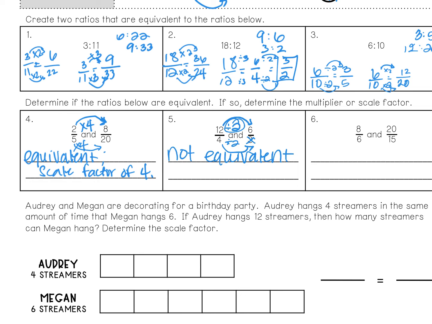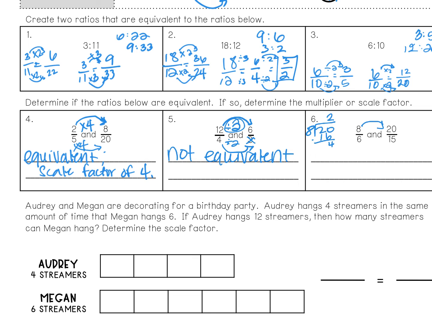And now I want to know if 8 to 6 and 20 to 15 are equivalent ratios. So to get from 8 to 20, I know that I can multiply. Well, I want to see what can I multiply by 8 to get to 20. So in order to figure that out, I'm going to divide 20 by 8. 8 goes into 20 2 times. 2 times 8 is 16. 20 minus 16 is 4.